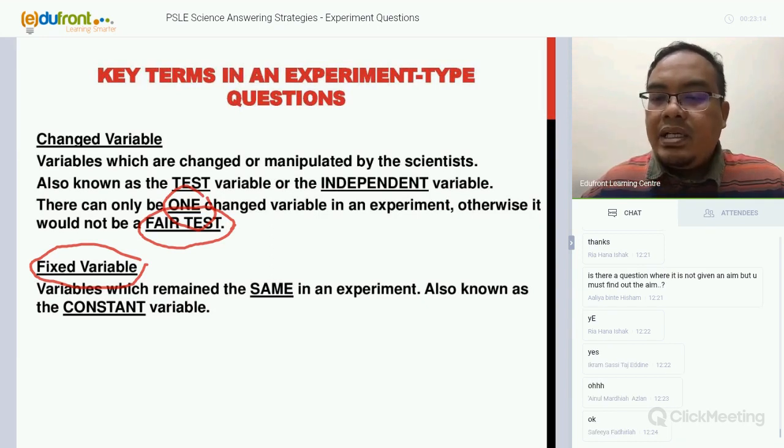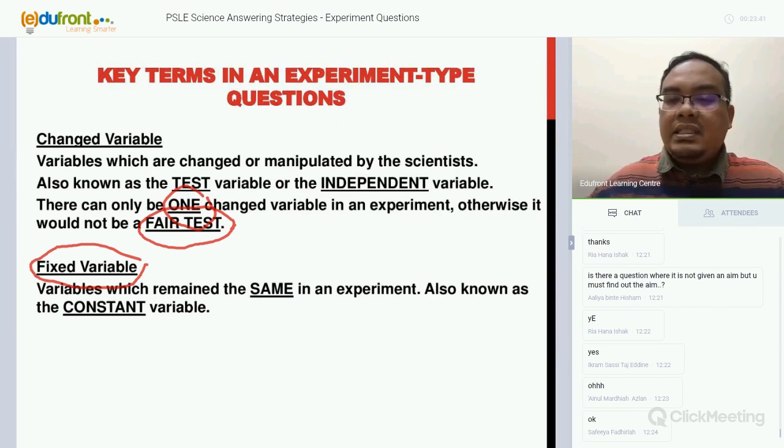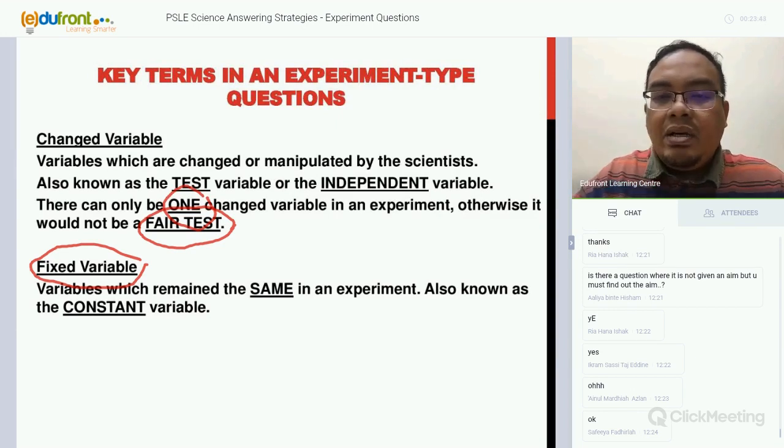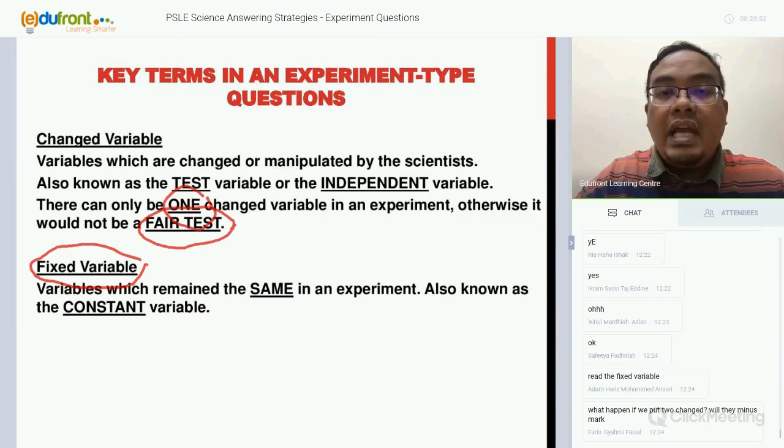Somebody asked, is there a question where it is not given but you must find? Yes, of course. Many times, the aim of the experiment is not clearly stated, but then they ask you in your open-ended question, what is the aim of the experiment? Now, what is the trick? Anyone can tell me, how do you identify the aim of the experiment if it is not clearly stated in the question? Anyone? Alia asked, what happens if they do not ask you the aim? I mean, they ask you to state the aim where the aim is not given in the question.